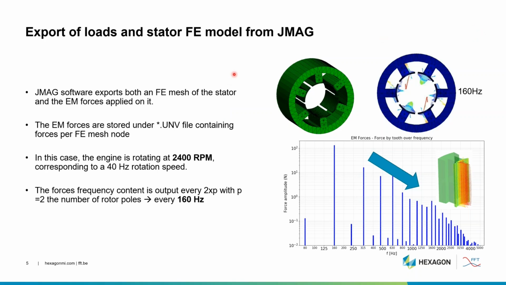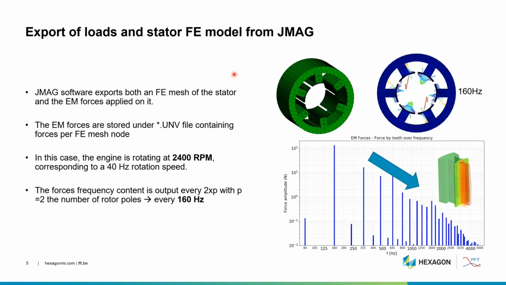When it comes to the export of loads from JMAG, as I said, JMAG will export both the finite element mesh of the stator and the electromagnetic forces applied on it. The EM forces are stored in a UNV file that will contain the forces per node. In our example, the engine is rotating at 2,400 RPM, which corresponds to a 40 Hertz rotation speed.